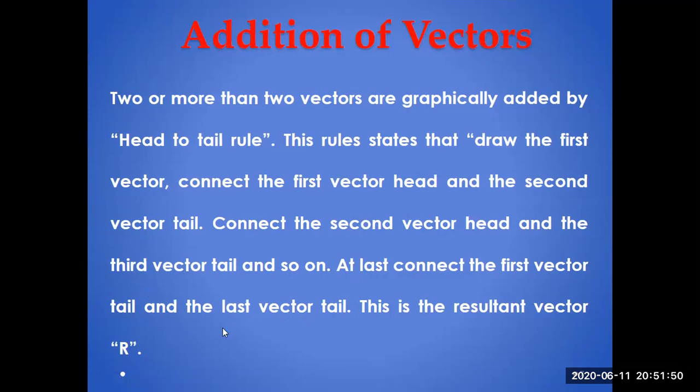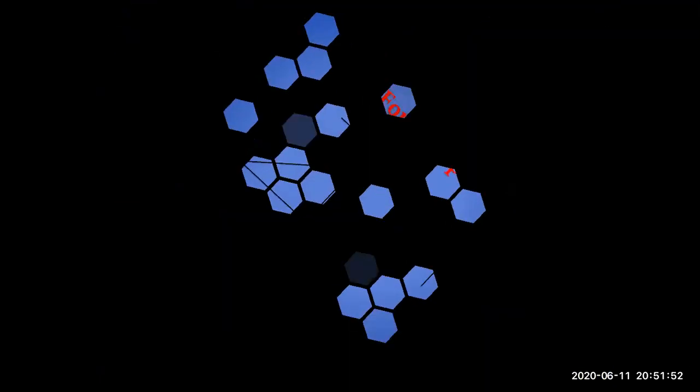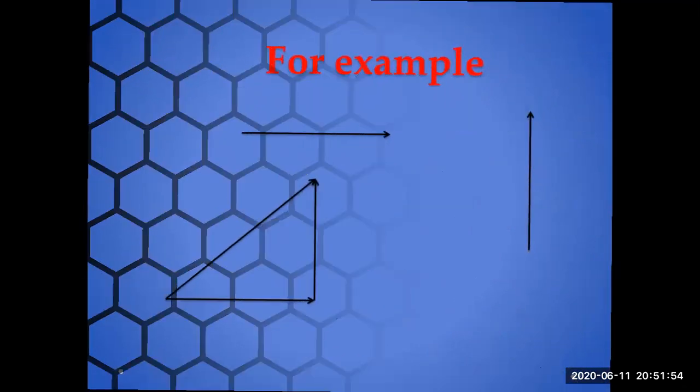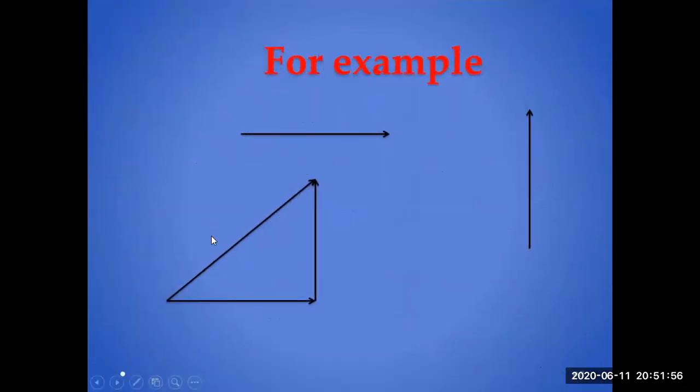I will show the figure. Here it is. Look, this one is the first vector. The head of the first vector is joined with the tail of the second vector. And finally, a vector is drawn whose tail is with the tail of the first and head with the head of the last. This vector is called a resultant vector.